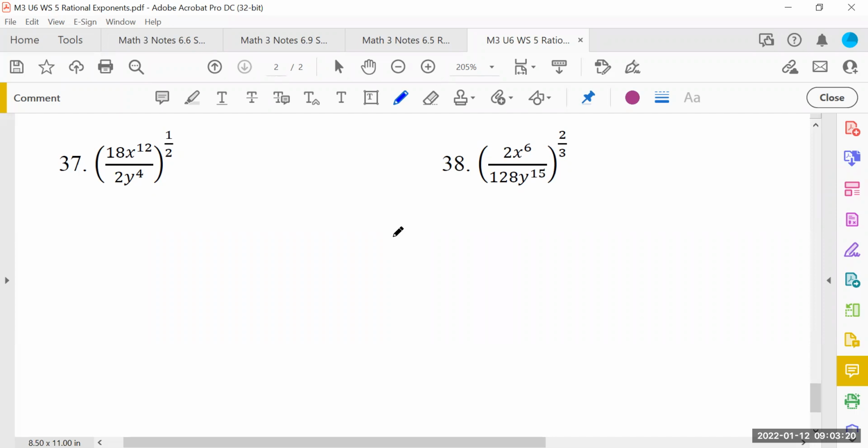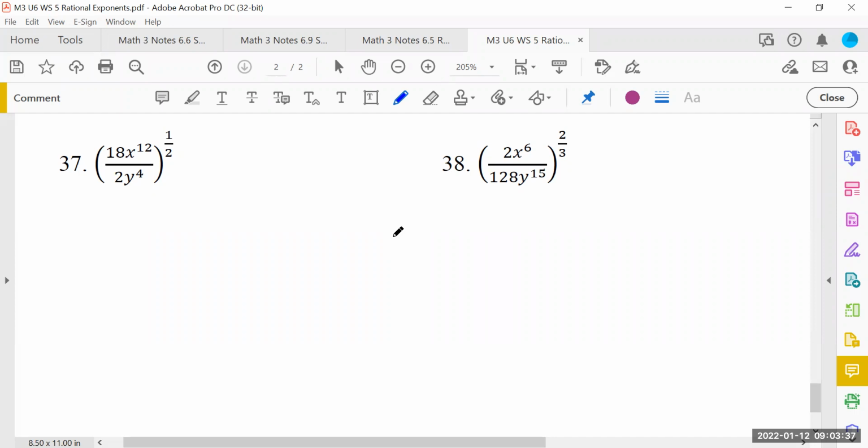But everybody, you can save yourself some time. Does 2 go into 128? Yeah, simplify that. That would make it easier for you if you do that first. Simplify the 2 and the 128 first.